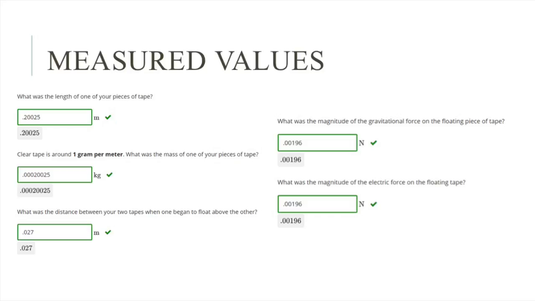Here are some of the measured values recorded during the experiment. As you can see, they are all reasonable within the scope of analyzing the effect of the electric field and its force on positively charged U-tapes. Furthermore, all the measured values have the proper units.